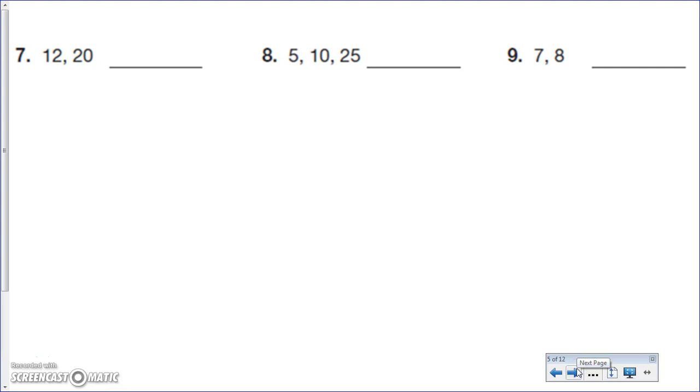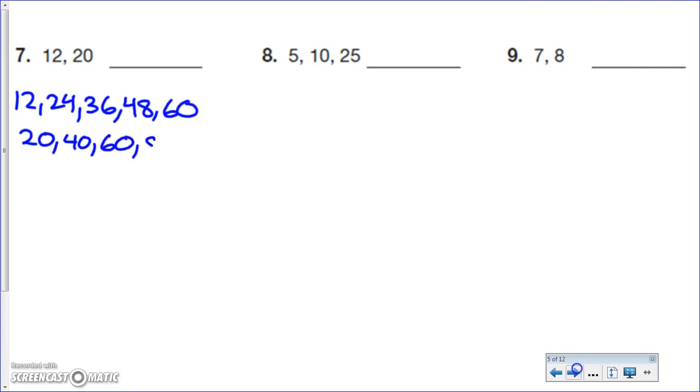All right, for number 7, we have 12 and 20. So we're going to write out the multiples and circle the first one that's common on both lists. Since 60 is the first number to show up on both lists, it is our least common multiple.